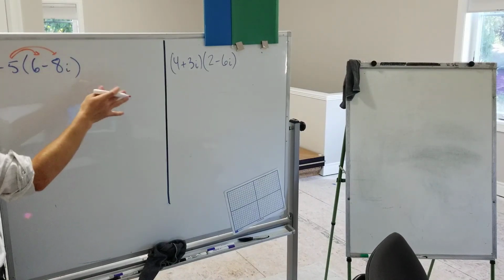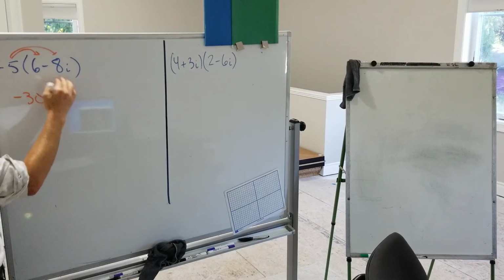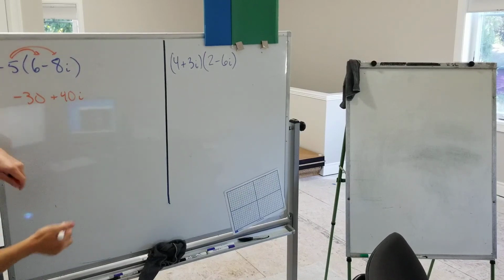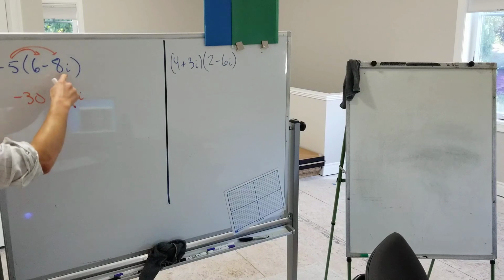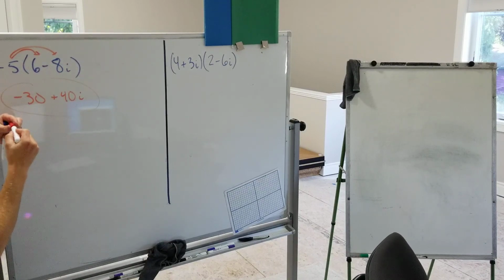So here we just distribute. We just go negative 5 times 6 is negative 30. Negative 5 times negative 8 is positive 40. And then i. So multiply the coefficients, and the i just stays as an i. That's it. That's all it is. Negative 30 plus 40i. Boom.